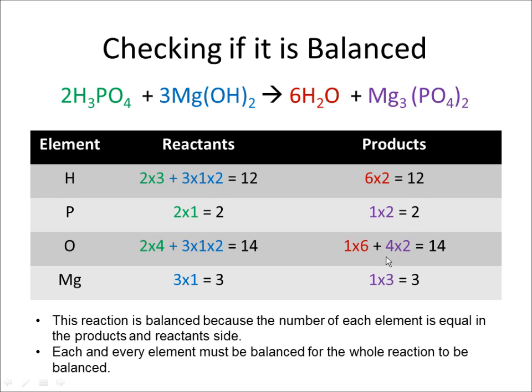Okay, for oxygens in the products, we have 6 H2Os, so that's 6 times 1 oxygen per water, that's 6. And in magnesium phosphate, we have 2 phosphates with 4 oxygens each, so that's 8. 4 times 2 is 8. And there's only 1 equivalent of magnesium phosphate listed in this reaction. So 6 plus 8, that's 14. So this whole thing is balanced. Each and every element has the same number of atoms in the reactants as the products. I hope this is making a lot of sense.